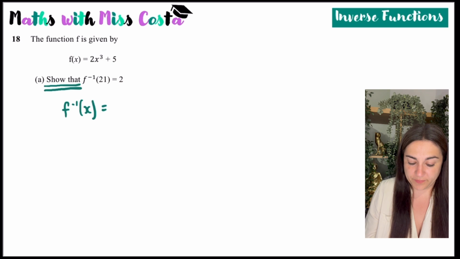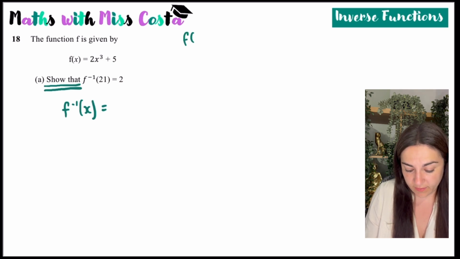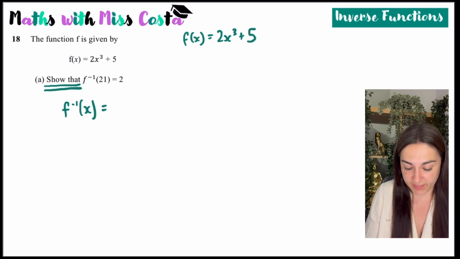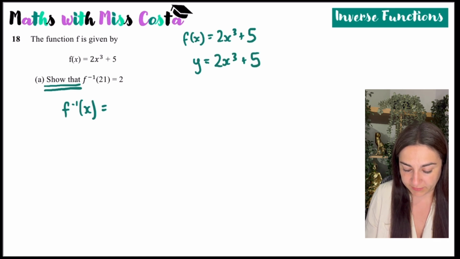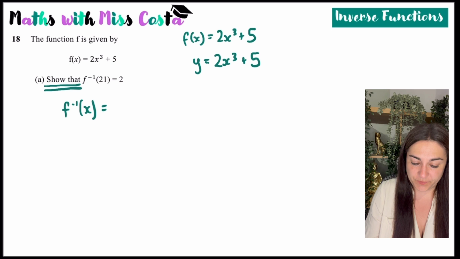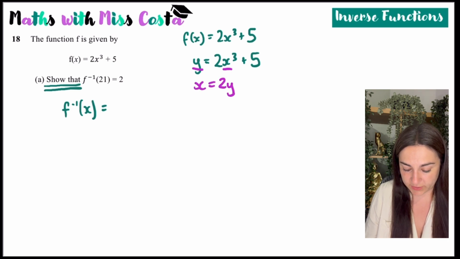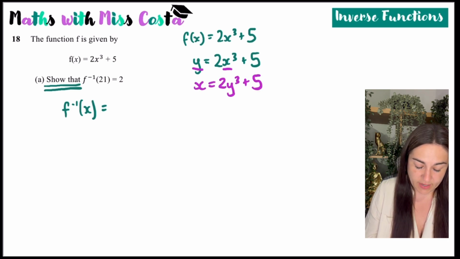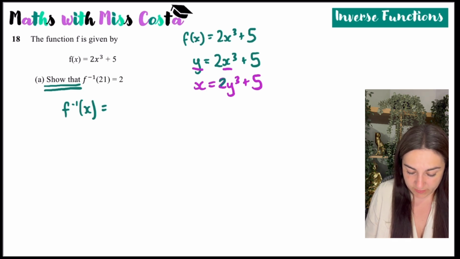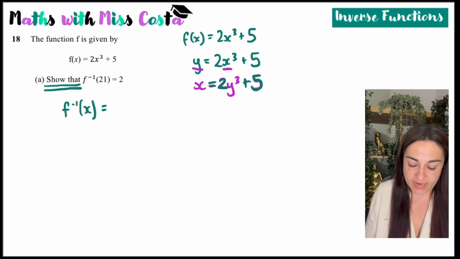The way I do that is over here, I've got f of x equals 2x cubed plus 5. The first thing I do to find the inverse is I change my f of x and I make it a y. So I'm going to say y equals 2x cubed plus 5. And the next thing I do is I just switch y and x because I'm trying to find the inverse operation. So I'm going to say x equals 2y cubed plus 5. And you see that it's just x and y that are switched. And then what you do is you rearrange it to make y the subject.